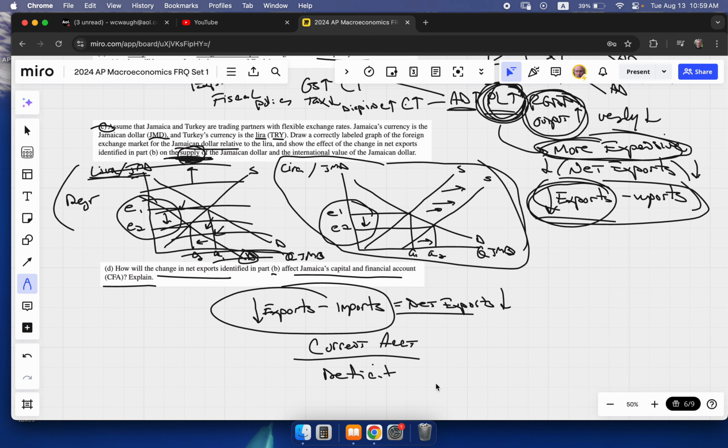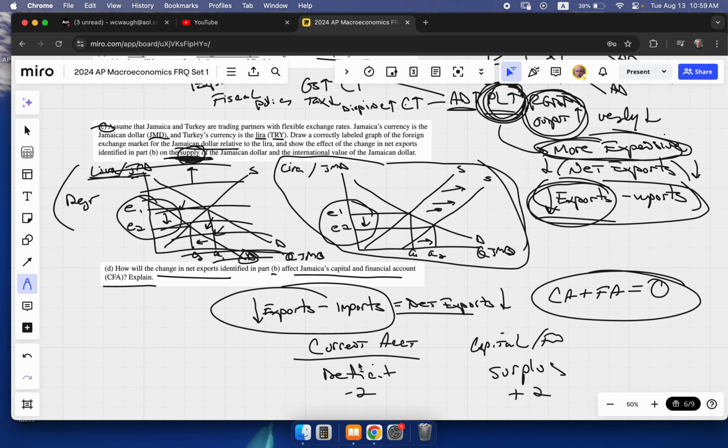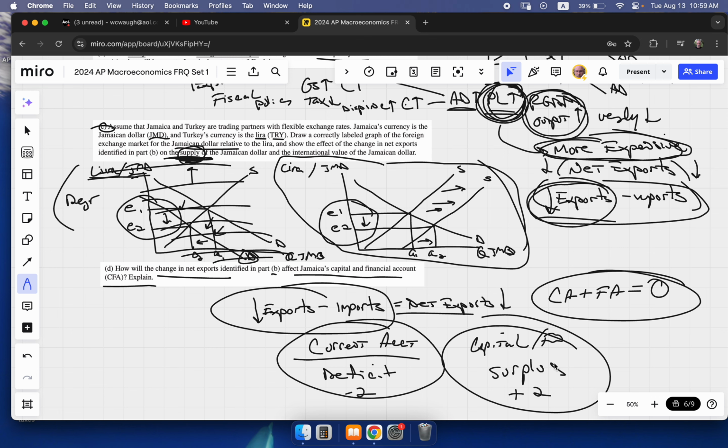Now, if our current account is moving toward a deficit, that means our capital account or our financial account are moving toward a surplus. We recognize that if this is a -2, this has to be a +2. We understand that your current account plus your financial account always have to equal 0. So the recognition is that if your current account is moving toward a deficit, your capital and financial account, same thing now, must be moving toward a surplus. That would be my explanation.